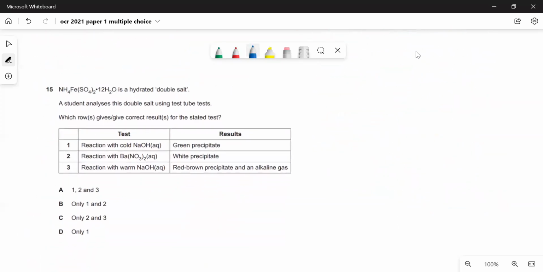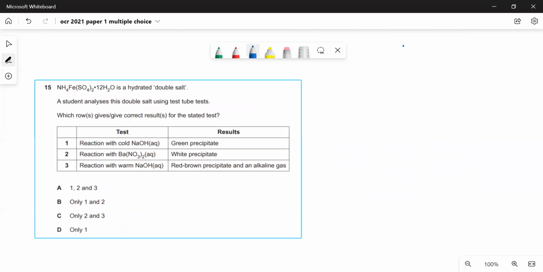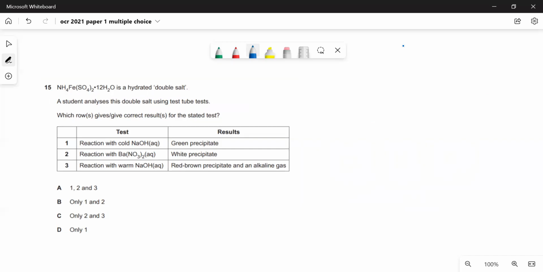Okay, so this ammonium iron sulfate is a hydrated double salt. We need to find out what kind of iron we have. Is it Fe2+ or is it Fe3+? Need to think about that.